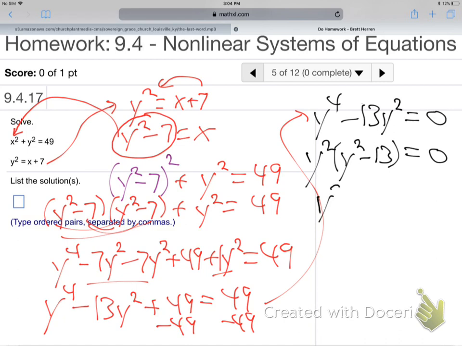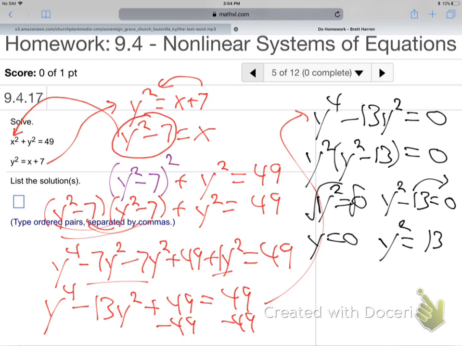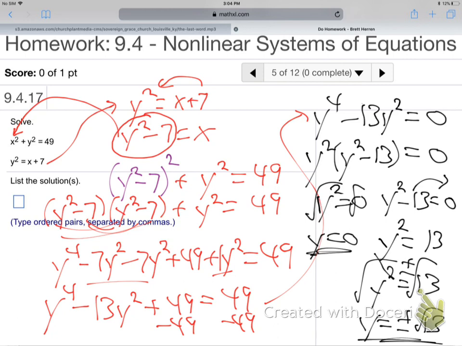So that means the first y squared is 0, and y squared minus 13 is 0. And so that square root it, so y is just 0. This one, move the 13 over. Y squared is 13. Square root up and down the ladder, so y is plus or minus root 13. So y is 0 or plus or minus root 13.